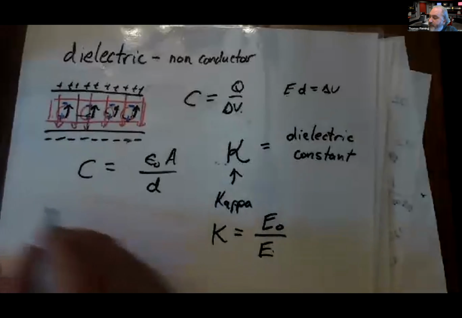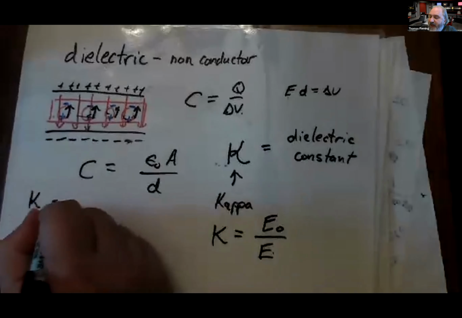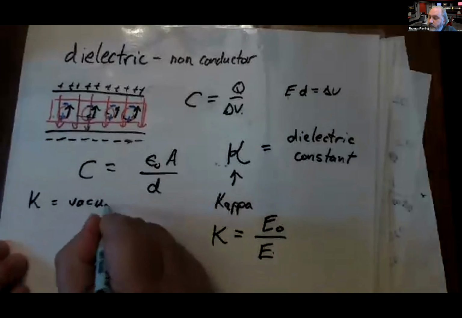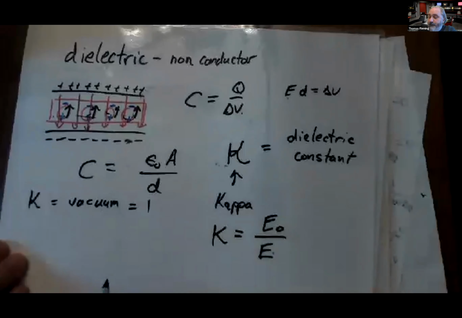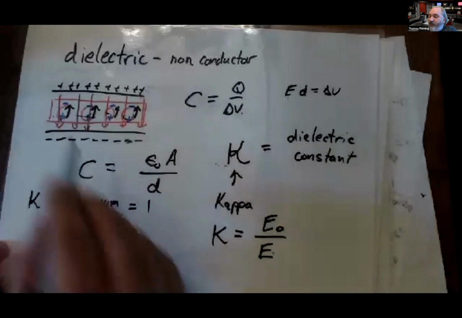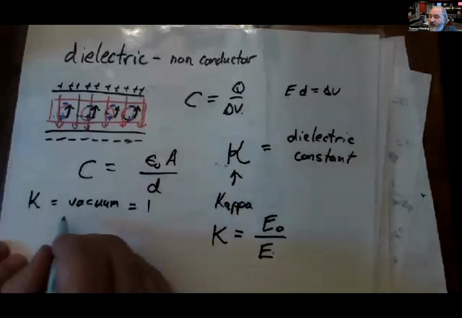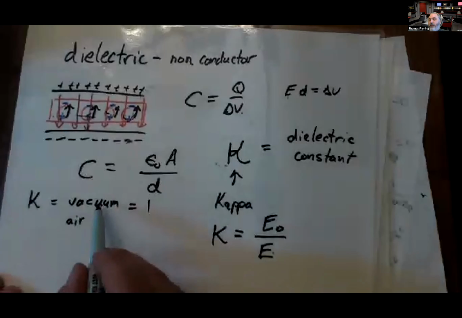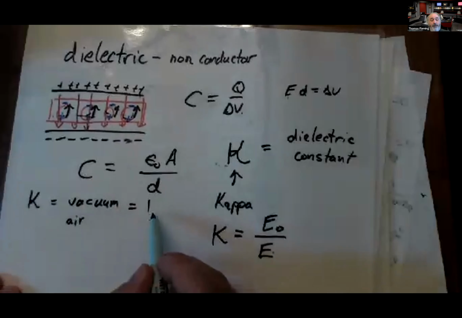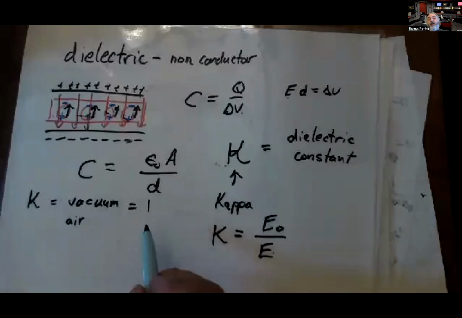By definition, the kappa of vacuum is 1. So if I have nothing in between the plates, we say that that's equal to 1. If I have air, nothing but just air in between the plates, air doesn't polarize very much. In reality, it's like 1.0024 or something, but we usually call that 1. So the only dielectric constant that I require you to know off the top of your head is that for vacuum or air, the dielectric constant is equal to 1.